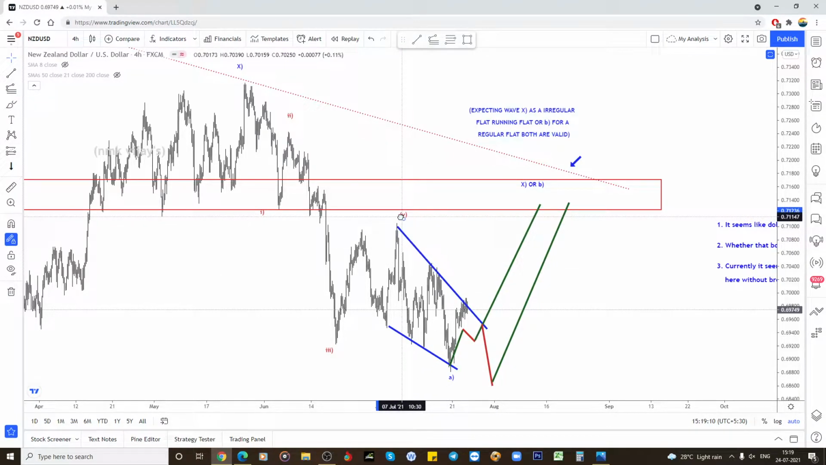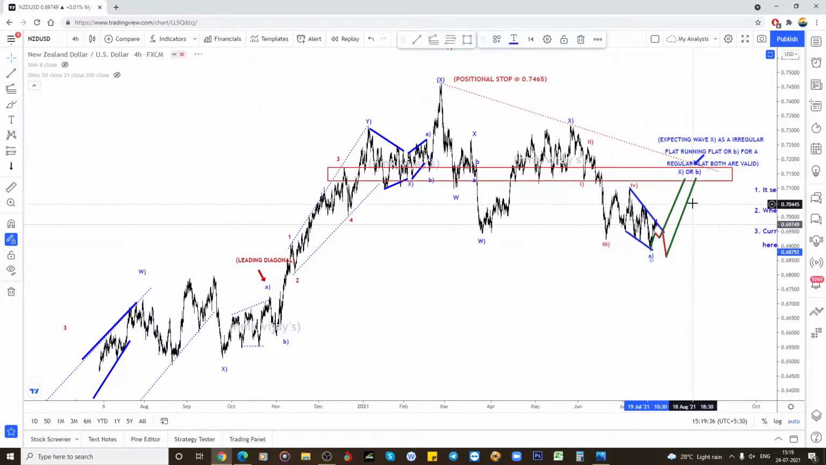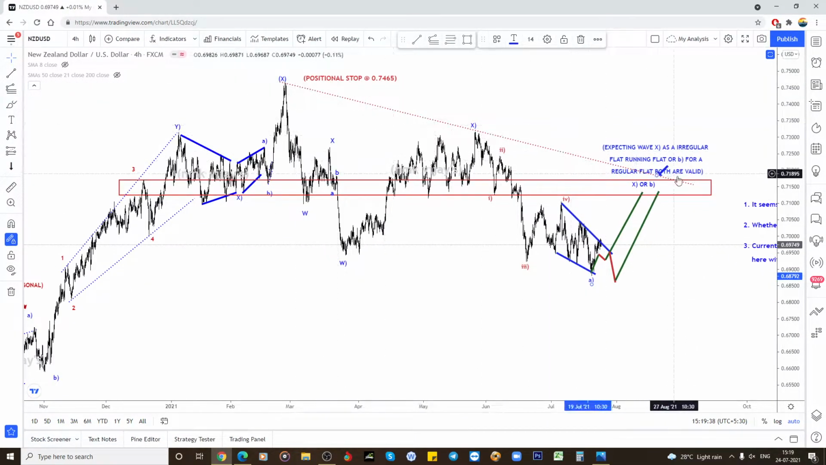Otherwise, if this is the end of the 4th wave, 1 2 3 4 and 5, one more wave is also possible. But because I took this ABC as a B, and ABC as a C is 1 2 3 4, and the same thing is A, B and C, it is the end of the 5th wave, means this is the end of the trend, and it could go like this also. So I'm waiting for this zone, how I'm expecting that AUD, and this is a bearish trend line.